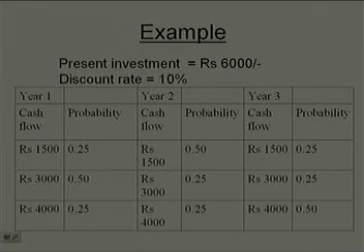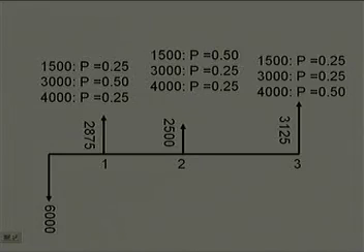The same problem I have tried to show in the cash flow diagram form, which is shown here in this particular slide. What you see in this slide is at time t is equal to 0, you have to invest rupees 6000, and at the end of year 1, there are 3 cash flow values and corresponding probability values. For example, year 1 you can see 1500 probability is 0.25, 3000 probability is 0.5, and 4000 probability is 0.25.